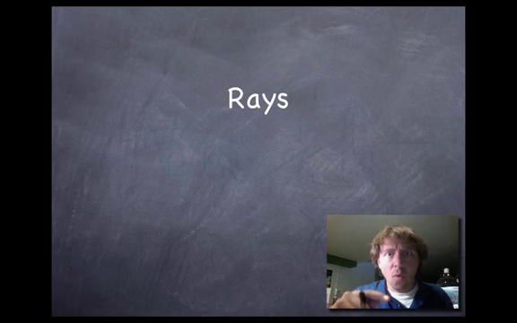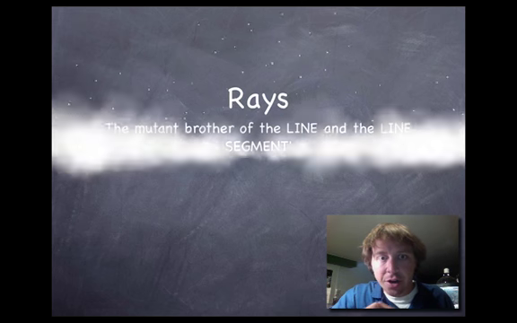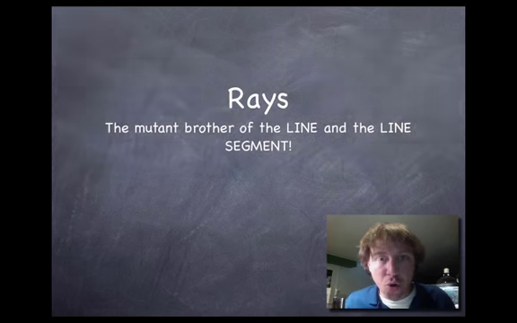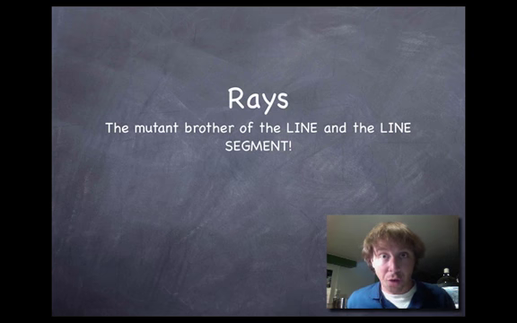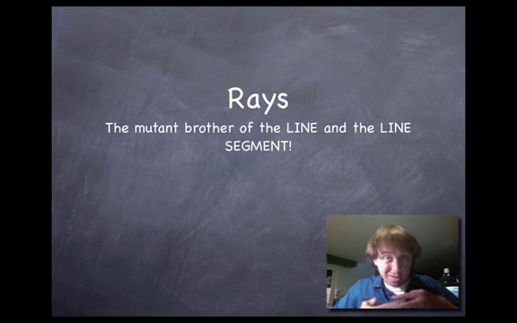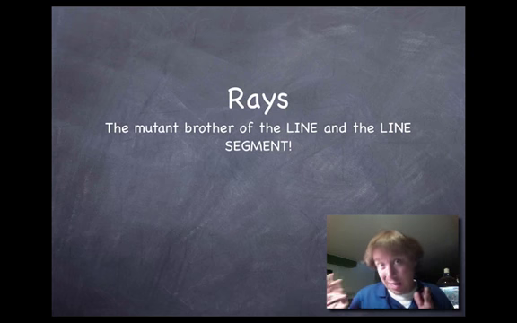Rays. What on earth is a ray? I'm not talking about Ray Charles here. We're talking about the mutant brother of the line and the line segment. When I say mutant brother, I mean it's kind of like half of a line and half of a line segment. So you smush them both together, kind of a line segment and kind of a line, and you get a ray.